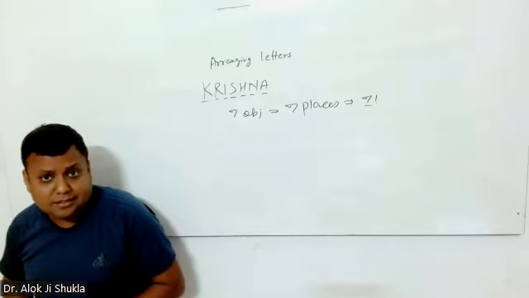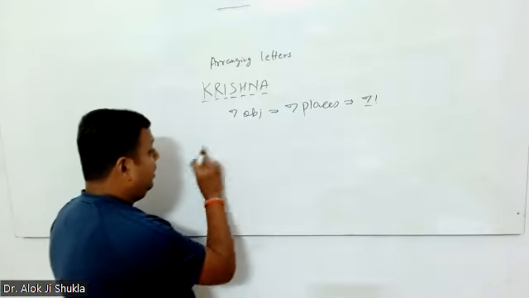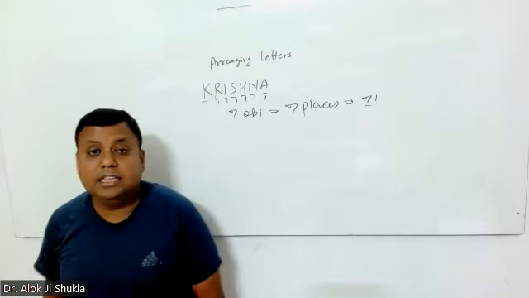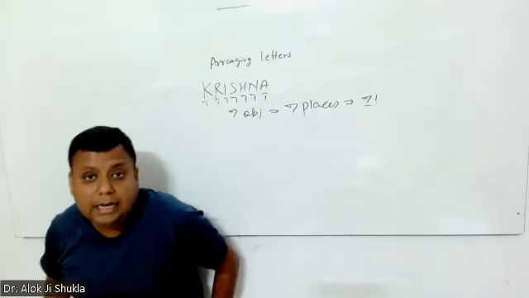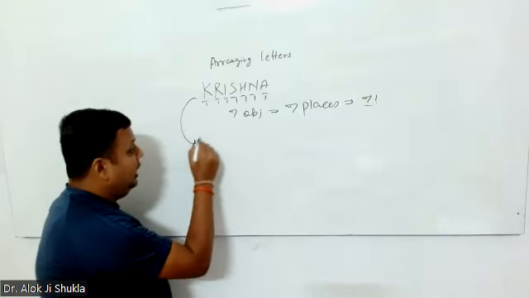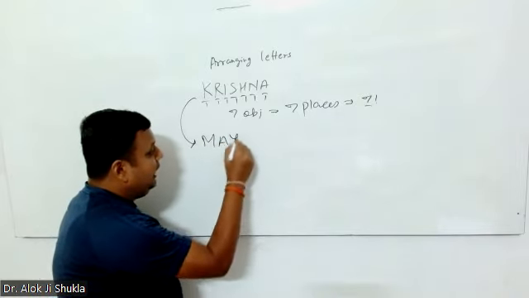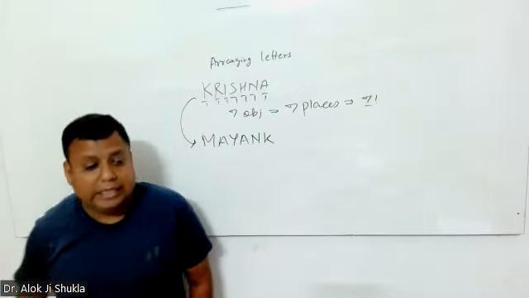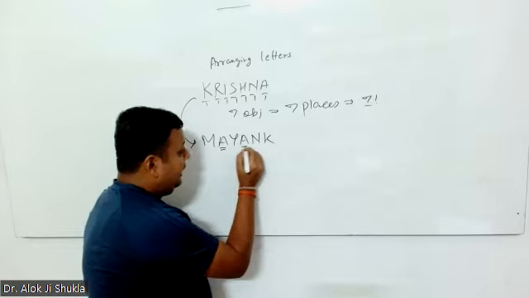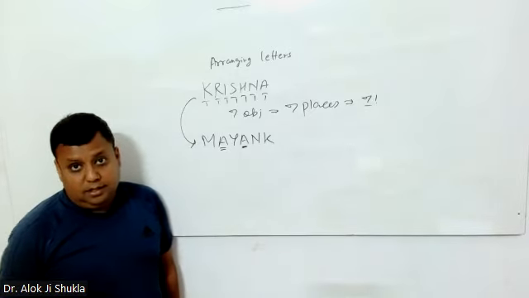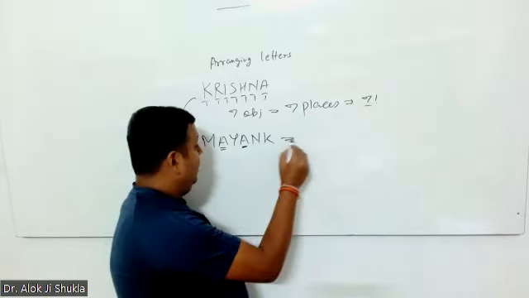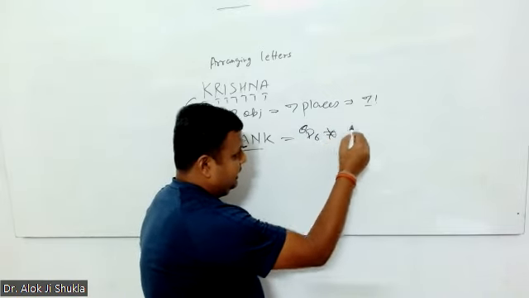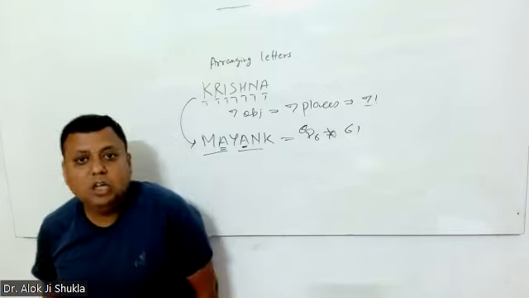The problem starts coming when all the objects are not distinguishable. Some things are identical. So instead of Krishna, I choose something like Mayank. The problem with Mayank is that it contains 2 A's. So obviously the answer is not 6 factorial, because we have 2 A's.